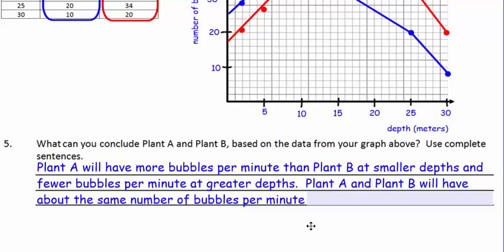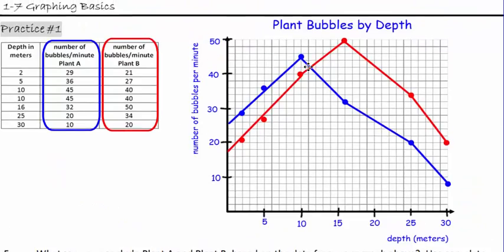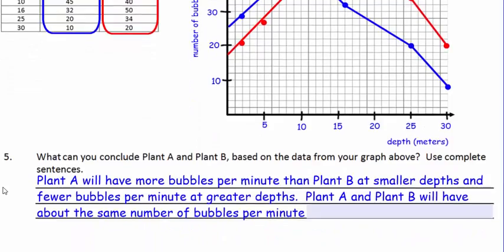So at smaller depths, plant A has more bubbles per minute. At larger, deeper depths, plant B has more bubbles. So we've got that. And then plant A and B will have about the same number of bubbles per minute somewhere in here, right? And that is, well, close to about 11 meters. Okay, so somewhere between 10 and 15. This is all approximate because we just plotted a couple of data points.